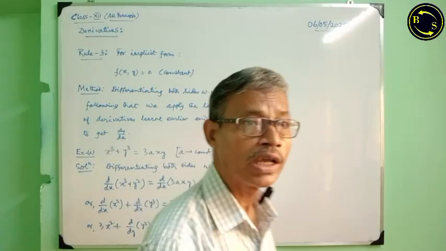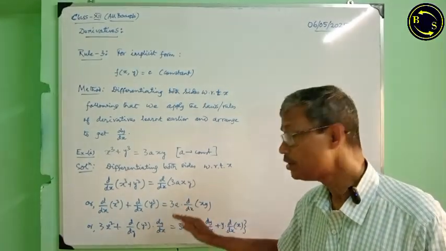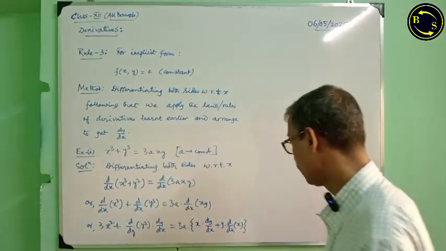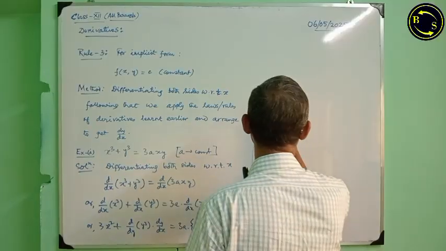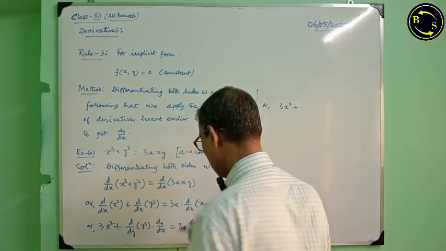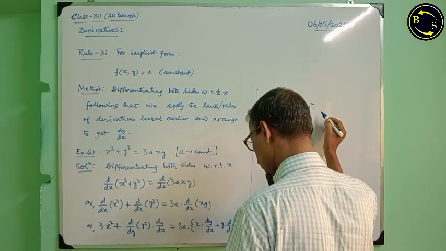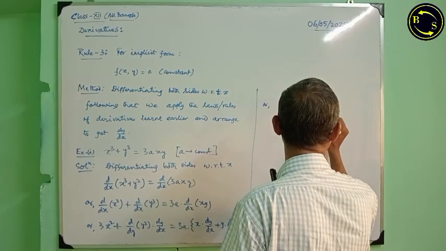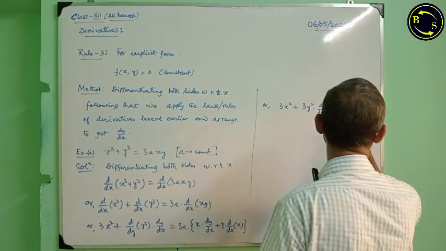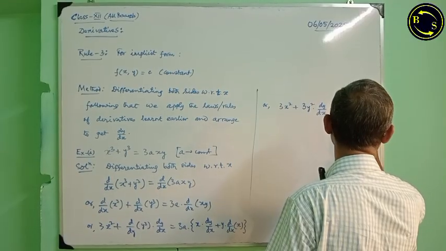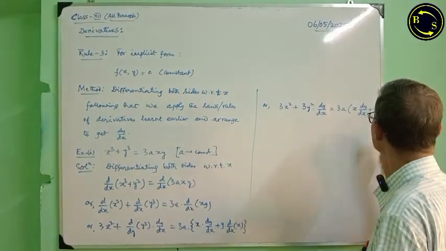Follow these steps. While you are in the learning stage, you must write down these steps carefully. 3x square plus y cube, the derivative of y cube with respect to y is 3y square into dy dx, is equal to 3a, x into dy dx plus y, the derivative of x is 1, therefore this one.